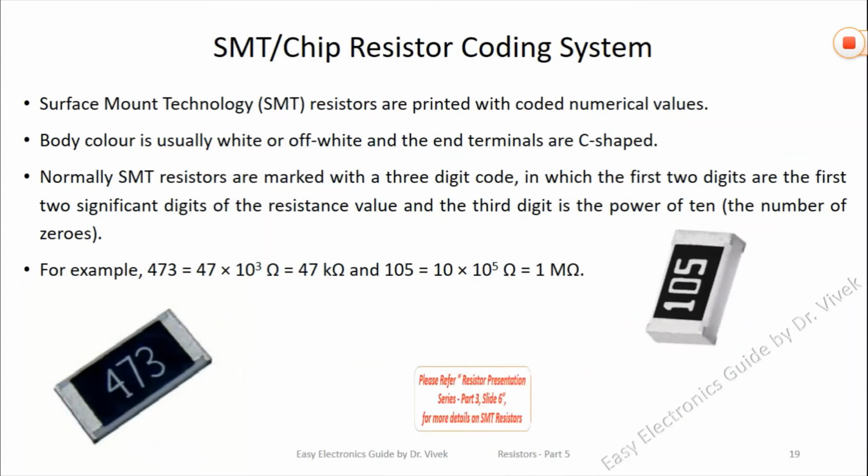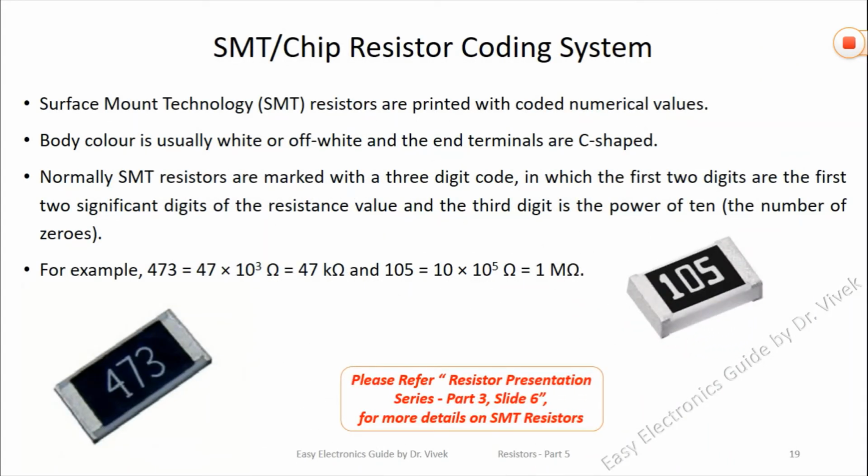SMT resistors are printed with coded numerical values. Their body color is usually white or off-white and the end terminals are C-shaped. Normally SMT resistors are marked with a 3-digit code in which the first 2 digits are the first 2 significant digits of the resistance value and the third digit is the number of zeros.